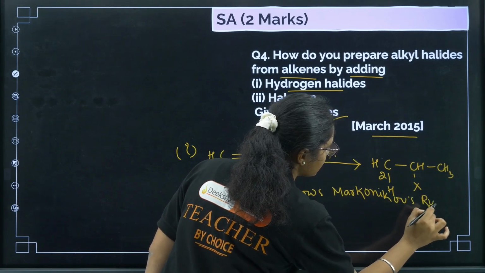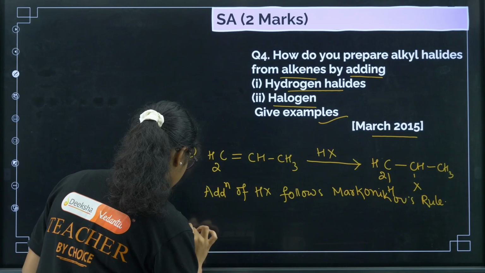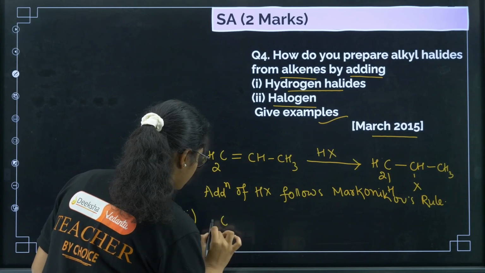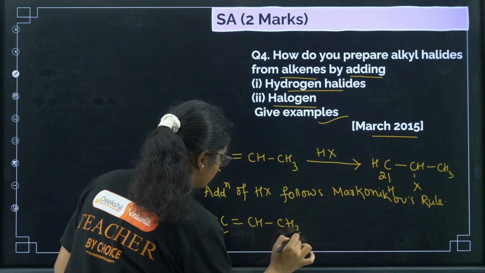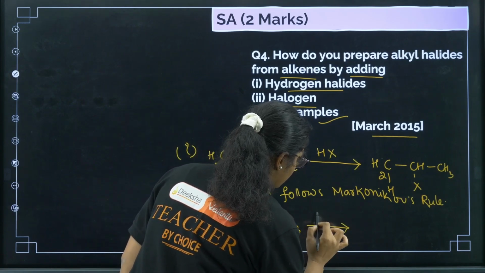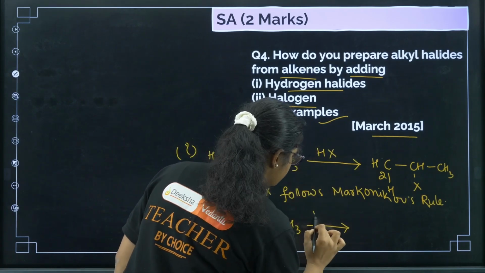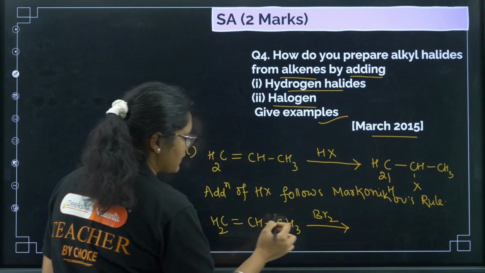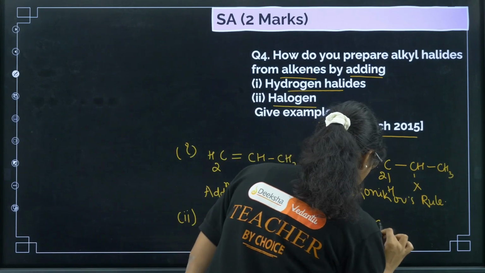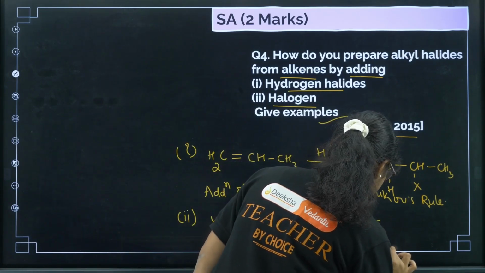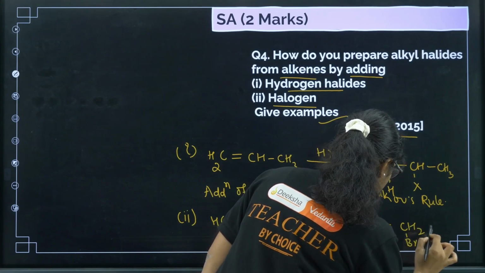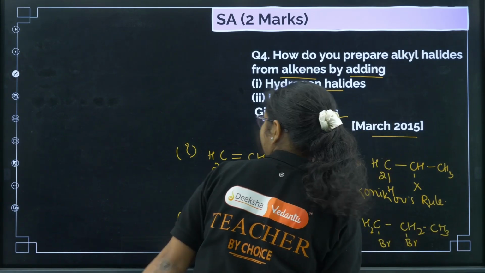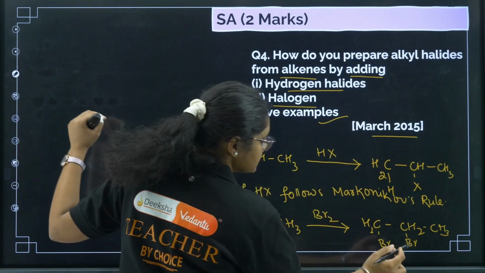Okay, that's done. Next, the second one, if I want to write CH2 double bond CH3, and this one you can take like addition of halogens, right? So if you just take bromine, so what will happen? The double bond will break and 2 bromines will be added. Okay, not CH2, it is CH.